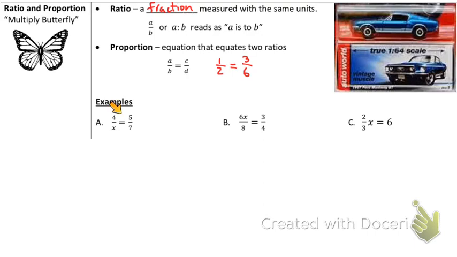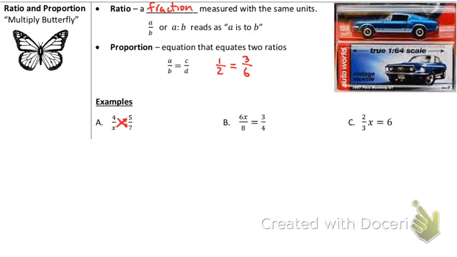When you see two fractions that are equal to each other, this is a proportion. To solve, we are going to cross multiply. And what that means is we're going to multiply here, and we're going to multiply here. And again, it does not really matter which one you multiply first, as long as you multiply. So we'll do the x first.